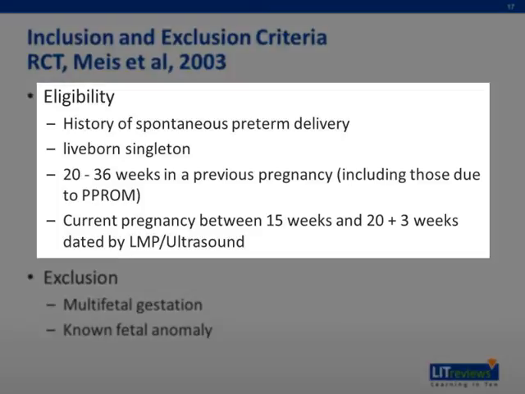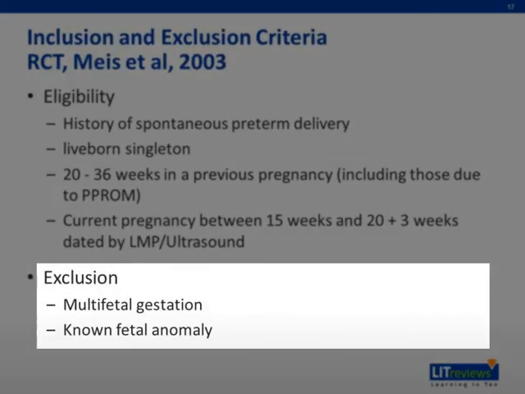Those included in the study had a history of spontaneous preterm delivery between 20 to 36 weeks of a live-born singleton, and a current pregnancy between 15 to 20 weeks plus 3 days. Those with multifetal gestation and any known fetal anomaly were excluded.